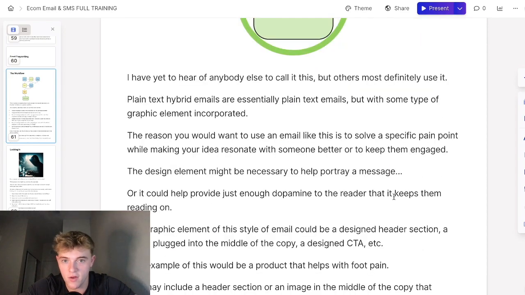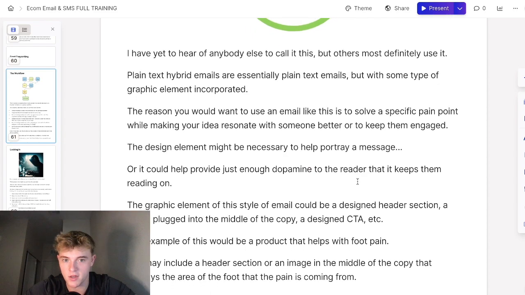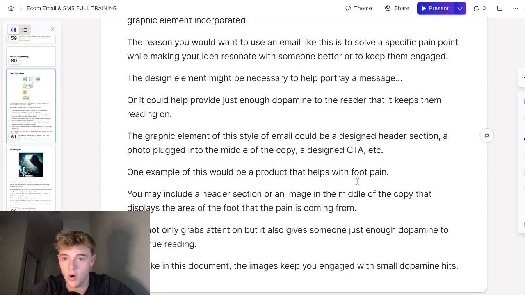So I have yet to hear of anybody else call it this, but others most definitely are using these types of emails. But plain text hybrid emails are essentially just a plain text email, but with some type of graphic element incorporated. And the reason you would want to even use an email like this is to solve a specific pain point while making your idea resonate with someone better or to keep them engaged. The design element might be necessary to help portray a message, or it could help provide just enough dopamine to the reader that it keeps them reading on.